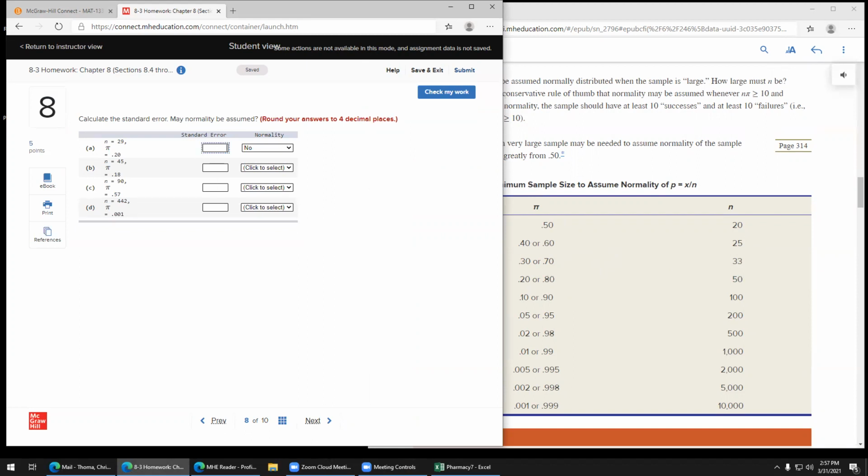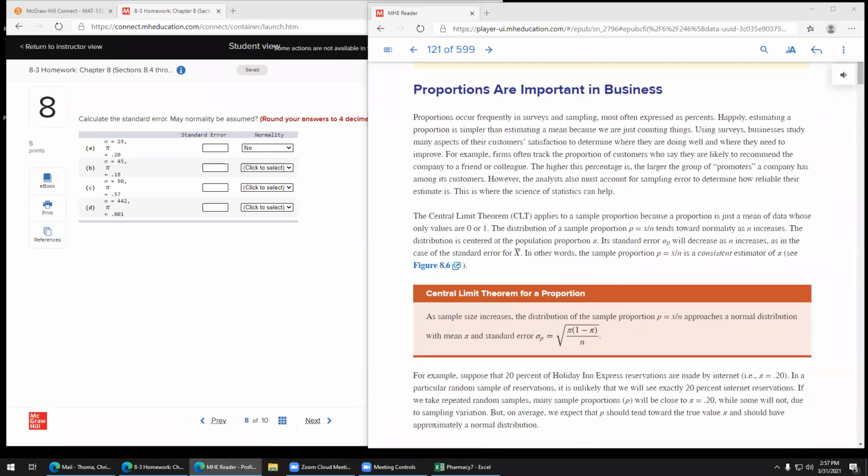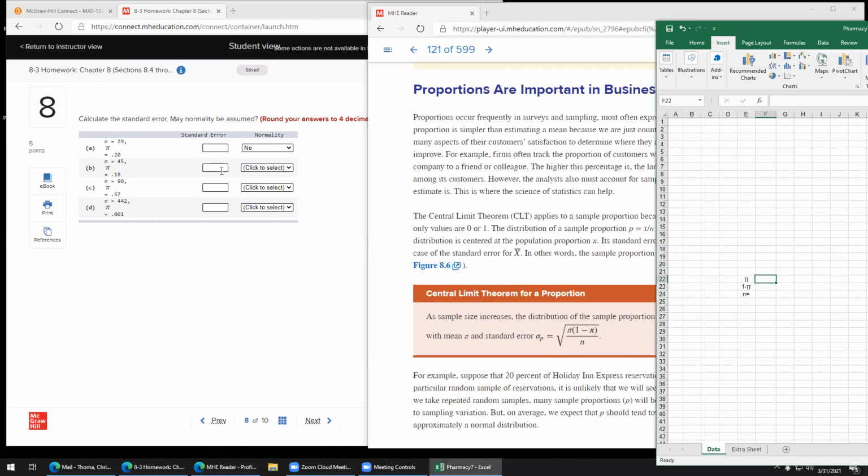Now to find the standard error, I'm going to use Excel to type in this formula here, right? So I already got my symbols put in so you can see where I'm getting my numbers from. So the value is 0.2, so this is 0.2. To find its complement, I just put equals 1 minus that previous answer. And then my sample size is 29. And now I can find my standard error based off my proportion by putting in an equal sign, square root of sample proportion times its complement divided by sample size.